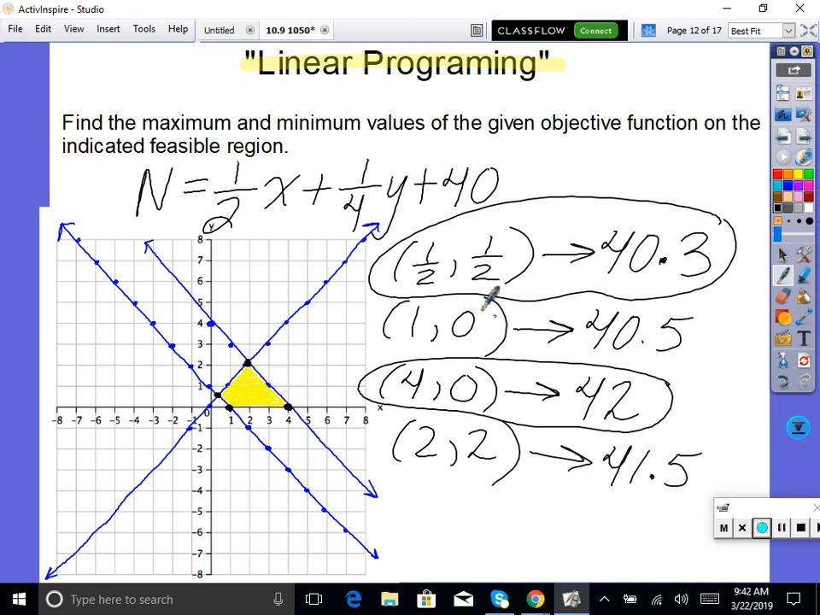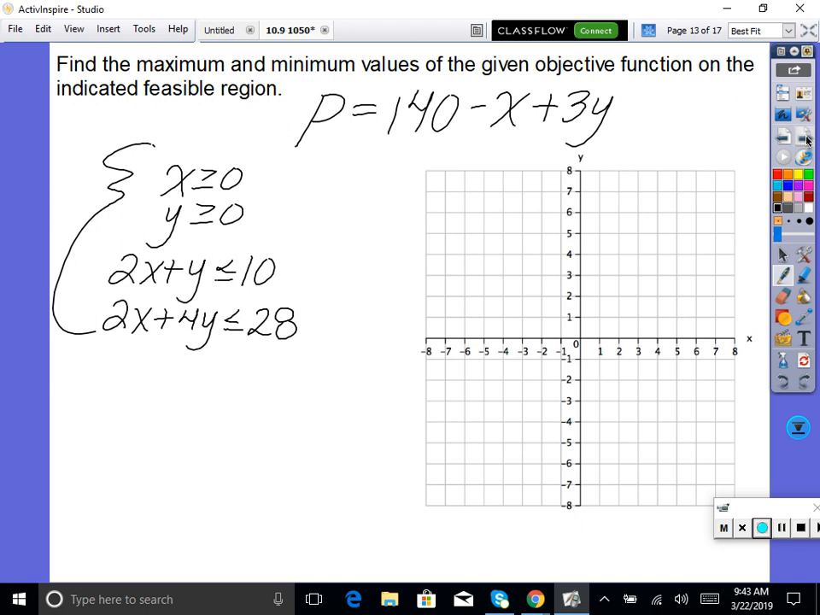So even on the review, they give you a picture and they give you an equation. With these linear programming ones, they're always going to give you an equation and a system of inequalities, and then they're going to say find a maximum or minimum profit, find a maximum or minimum amount of toxins you can put in the air, and then you'll just use these vertices to plug in to find that answer. Okay, so let's do this one. It says find the maximum and minimum values of the given objective function on the indicated feasible region. So do you guys understand that we're not using this for anything other than finding what the max or min is? This is like, here's our profit equation, and then here is the system of inequalities.